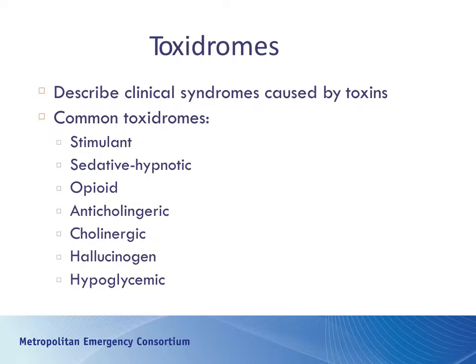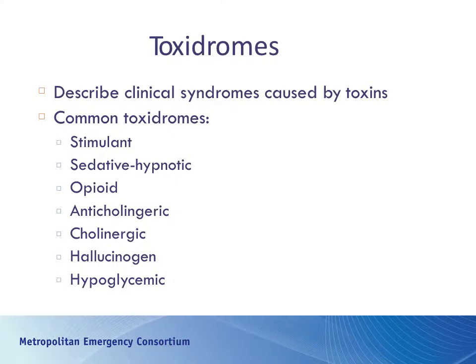So what are we going to talk about as toxidromes? We're going to talk about some common ones, and we're also going to talk about some less common ones. We'll talk about the clinical symptoms that are caused by various toxins. We'll talk about stimulants, sedatives, hypnotics. We'll talk about opioids, though probably not a lot because we see that on a daily basis. We'll talk about the anticholinergics and the cholinergics, and that's where a lot of the nerve agents are. They're cholinergic medications.